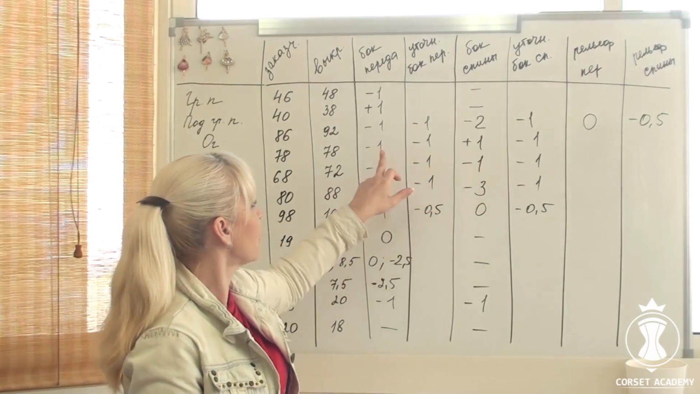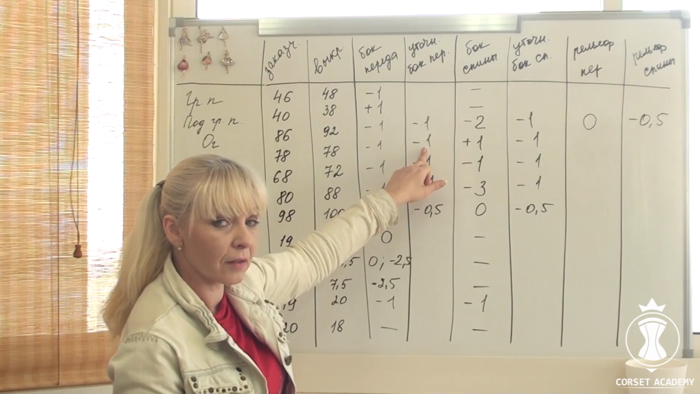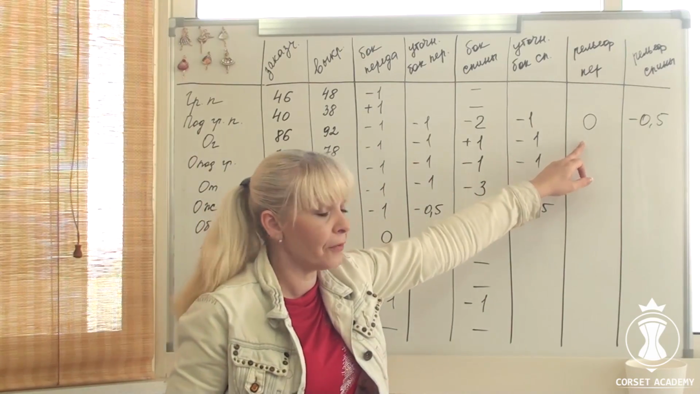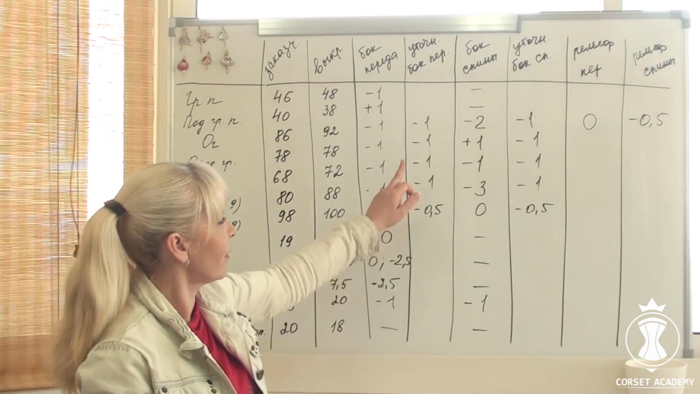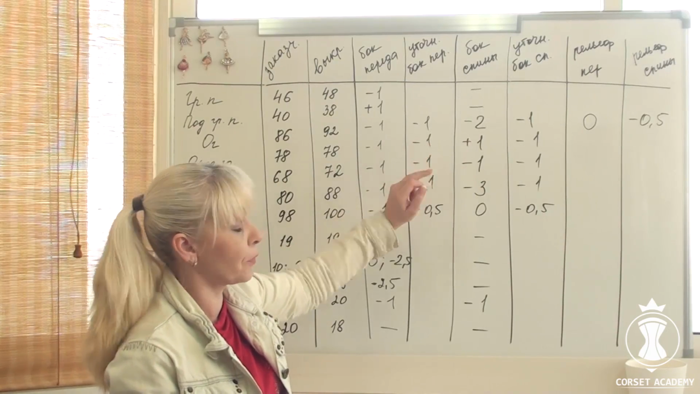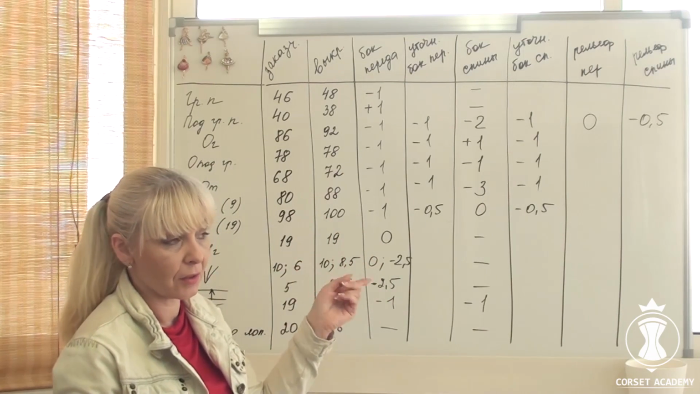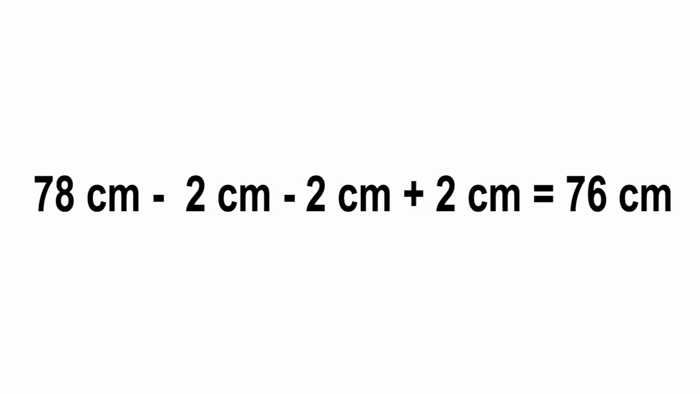Now I need to calculate necessary adjustments to the back princess seams to bring the pattern measurement up to my client's measurement, 78 centimeters. The standard pattern has been adjusted down. The front side seam line has been shifted 1 centimeter inwards from either side, 2 centimeters total. And the same thing has been done to the back side seam line. I have added 2 centimeters using the intermediate front princess seams though. 78 centimeters minus 2 centimeters minus 2 centimeters plus 2 centimeters equals 76 centimeters.